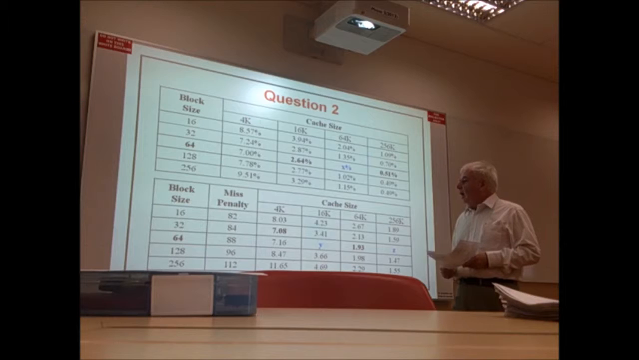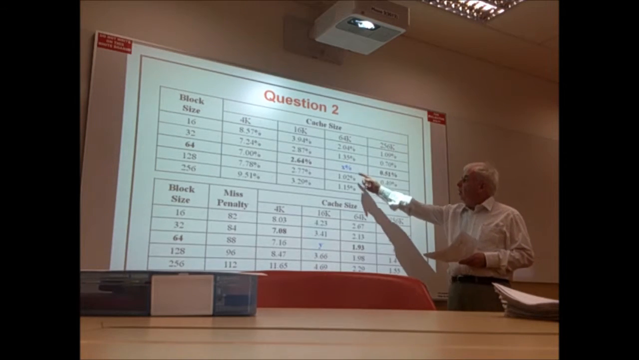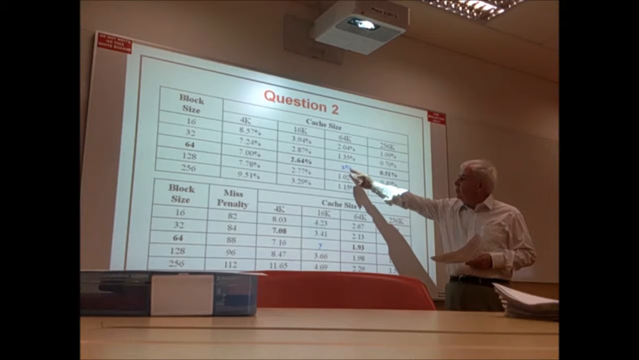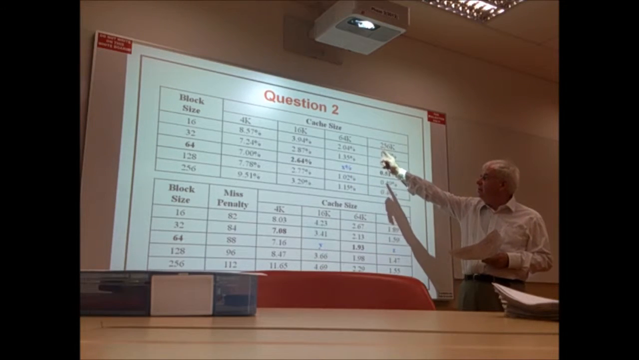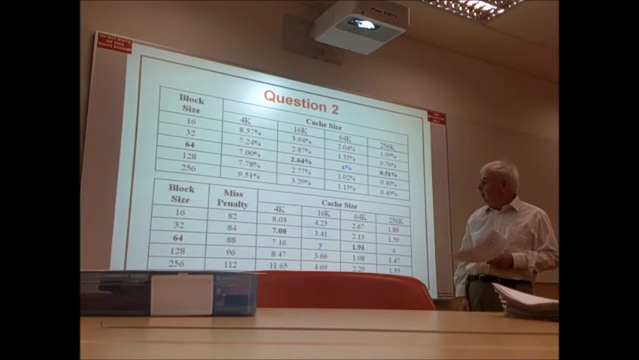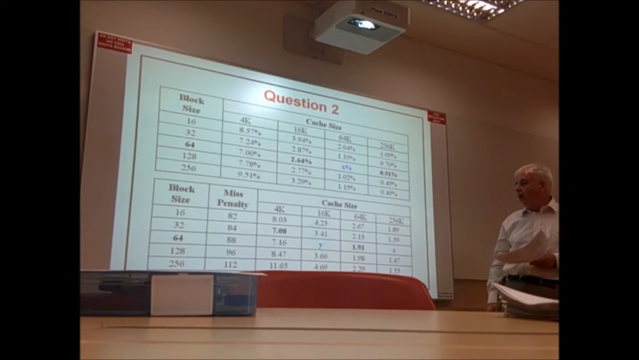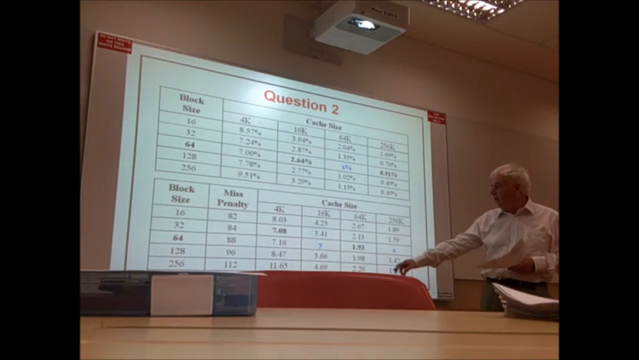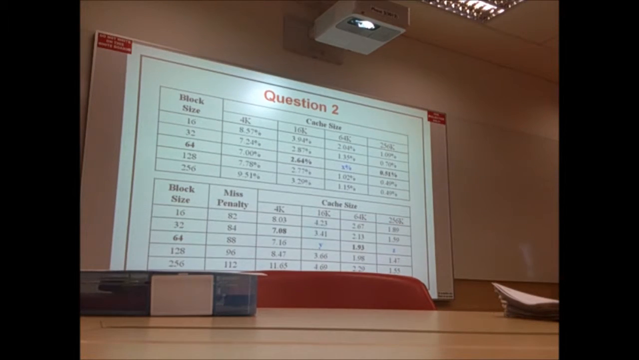Okay? And we're asked to fill in some missing entries. So we were asked to calculate this value x here, which is the percentage miss rate for 64 block size and cache size 64K. And we're also asked to calculate y and z. Again, block size 64, cache size 16K and 256K. Okay, so how do we do this?